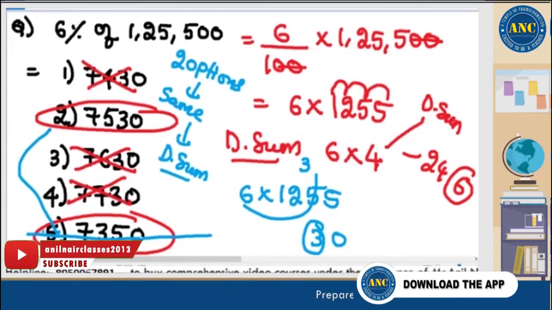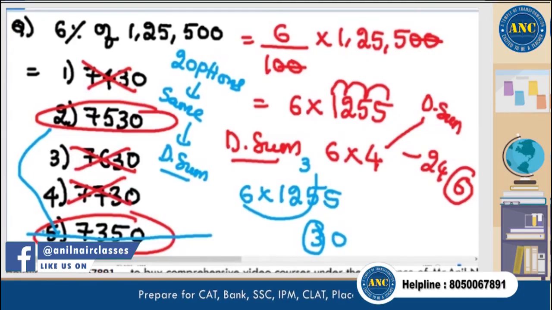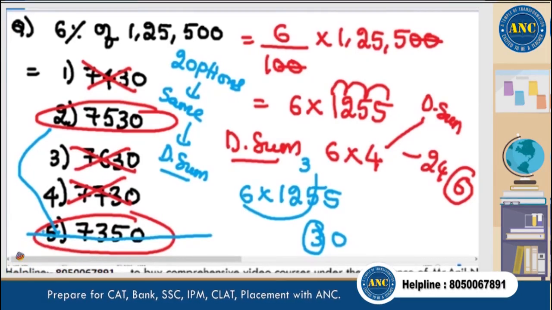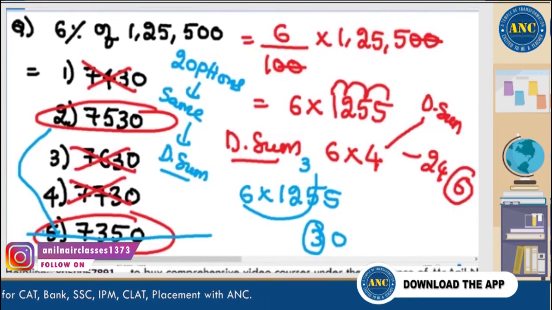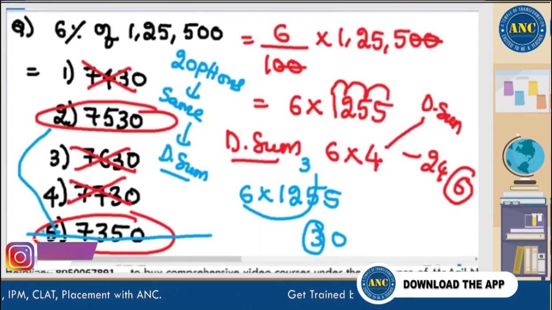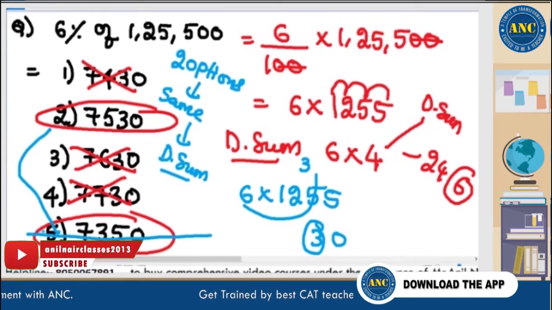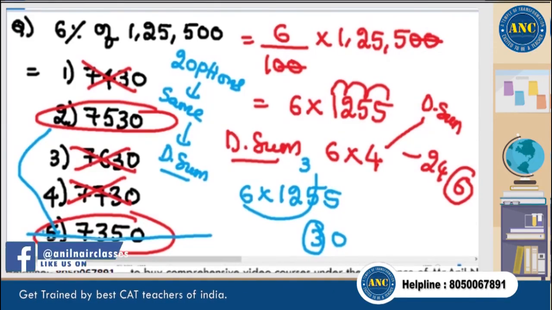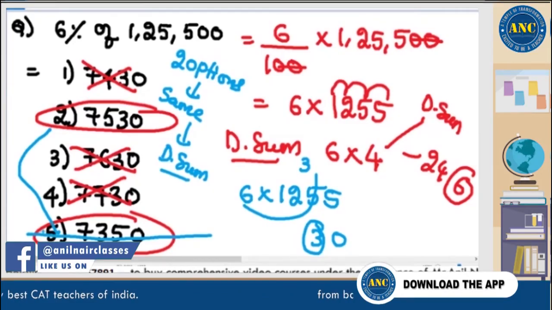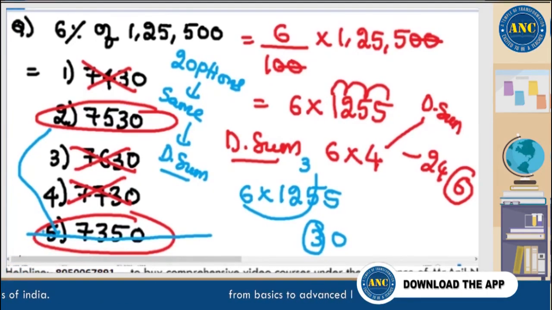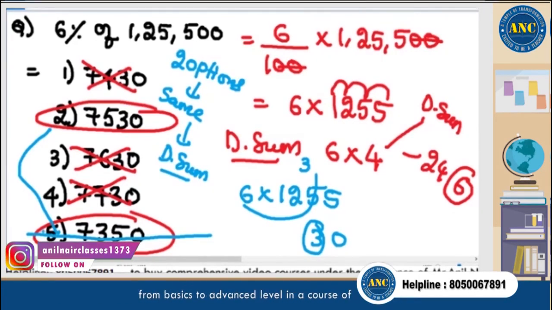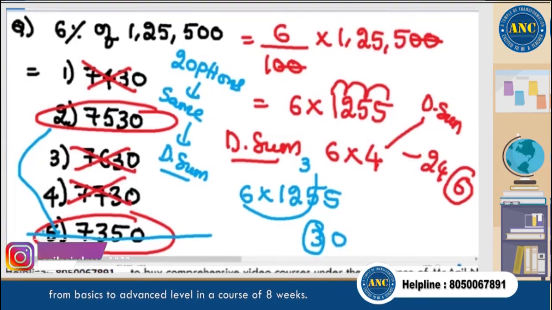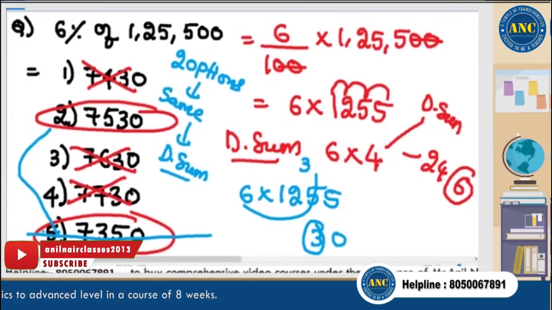6% is 6 by 100 into 1,25,500. 0 0 0 0 cancel. 6 into 1255. 5 plus 5 10, 10 plus 2 12, 12 plus 1 13, 13 digital sum is 4. 6 4s are 24, 2 plus 4 is 6. Digital sum is 6. Right? So the answer digital sum should be 6.